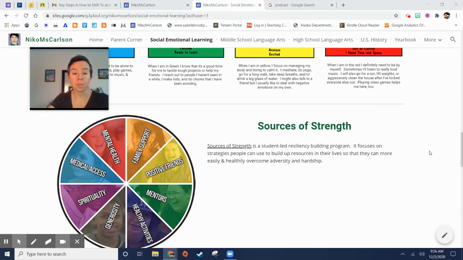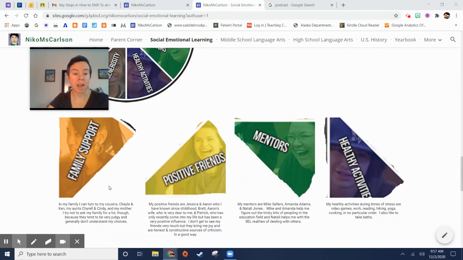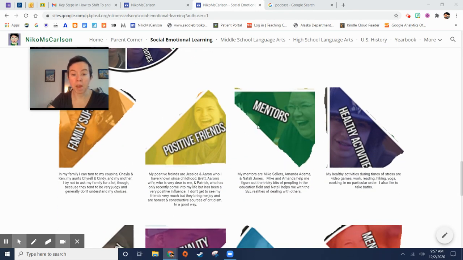And then I describe how I manage each of these zones, what I do when I'm in these zones, down below. I also have the next thing as per the rubric, sources of strength. And I've hyperlinked that resource and I describe what it is in my own words. And then I have each of the wedges, which is my expectation that you are going to be doing this as well.